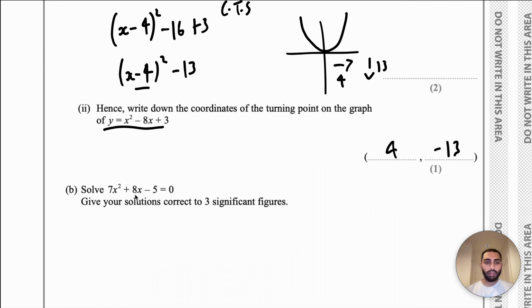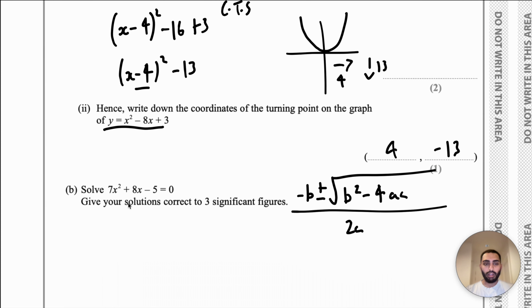Part B, solve 7x squared plus 8x minus 5 equals 0. Give your solutions correct to 3 significant figures. If you see something like this, and you've got a quadratic where the highest power is a 2, that means you're probably going to be using the quadratic formula, which is minus b plus or minus the square root of b squared minus 4ac all over 2a. Let's just figure out what a, b, and c are. So a is the coefficient, the number before the x squared, which is 7. b is the coefficient before the x, which is 8. And c is the constant, the bit on its own, so it's negative 5. I'm going to substitute all of these into here, and we'll get 2 solutions. And it gives you a clue, it's solutions, not solution.